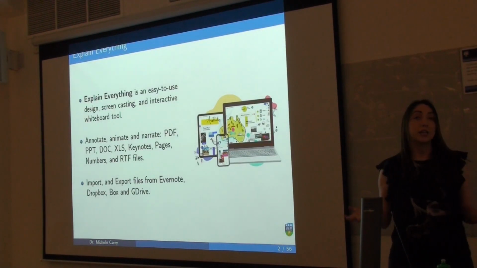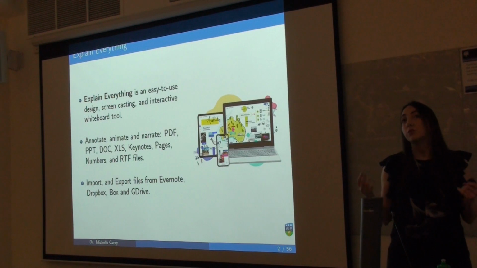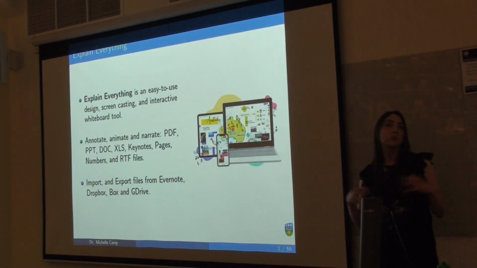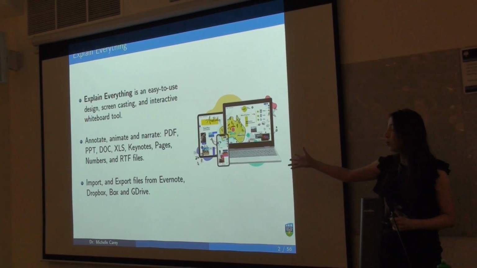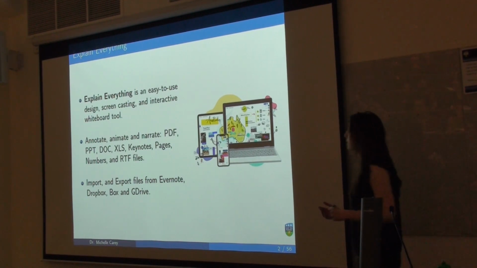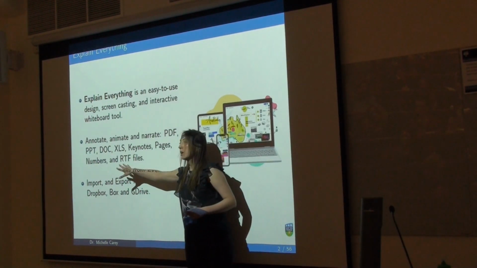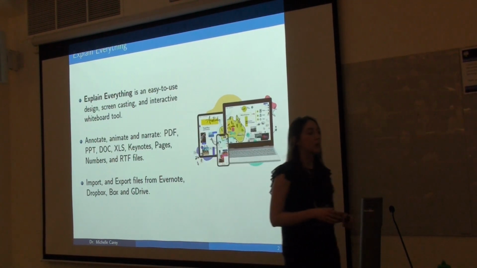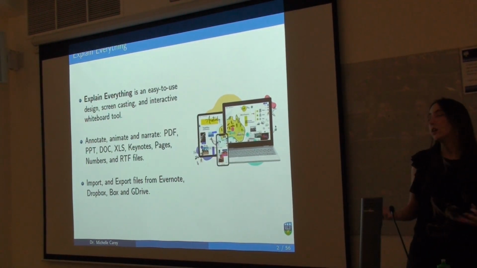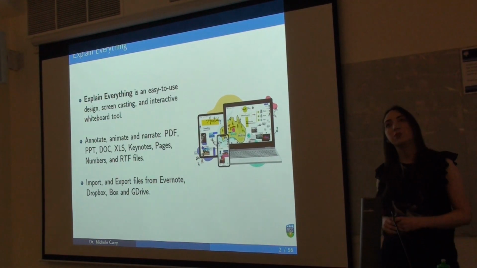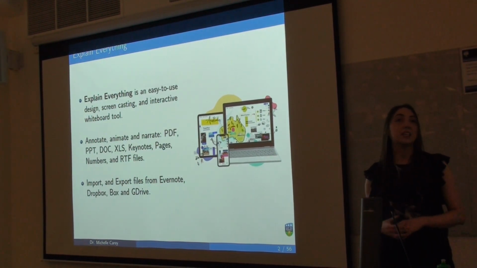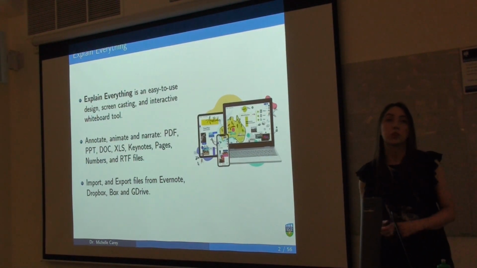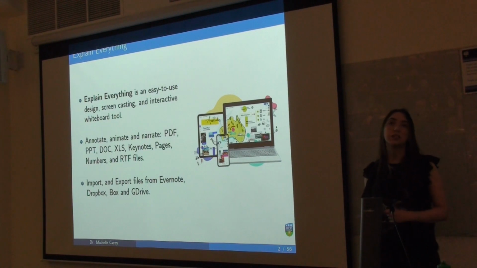So what is Explain Everything? It's just an interactive whiteboard. Why do I like it so much? Because I can take my PDF files, my lecture notes, or your PowerPoint files, or in fact it has the ability to work with a lot of different types of files, so Word files, XLS files, so Excel files. So any type of file that we can think of, we can build in to Explain Everything very easily, and then I can annotate, narrate, and animate my material. Okay, so it's very flexible because it can deal with lots of different types.